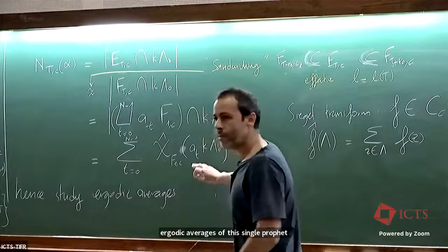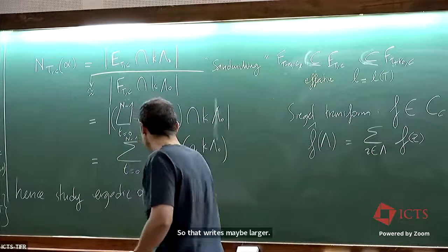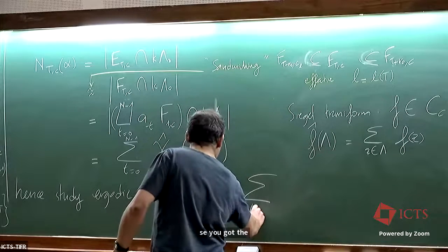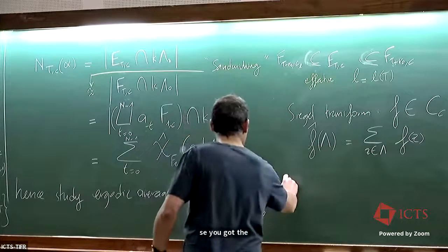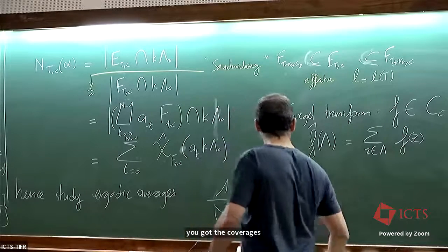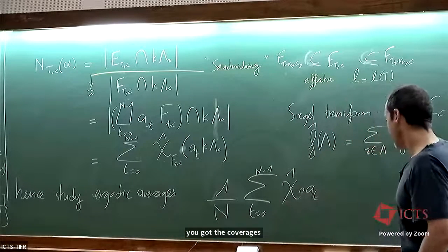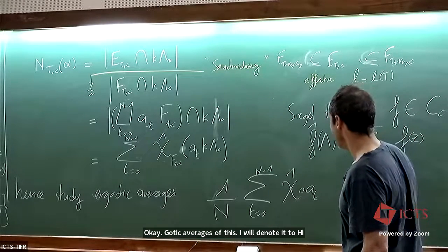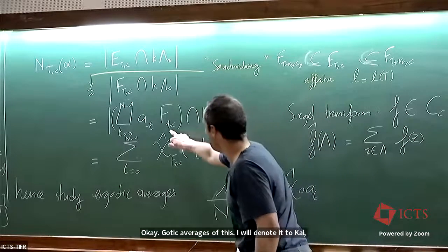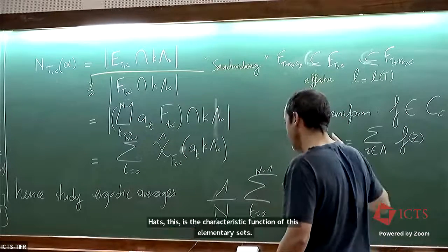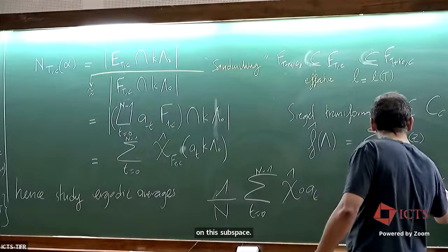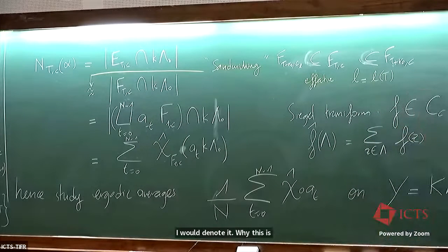Should I write maybe larger? So we study these ergodic averages, ergodic averages of this. I will denote it chi hat. This is the characteristic function of this elementary set I'm interested in. So I will study these ergodic averages on this subspace. I will denote it Y. This is K times lambda naught. This is a subspace of the space of lattices on the light cone.